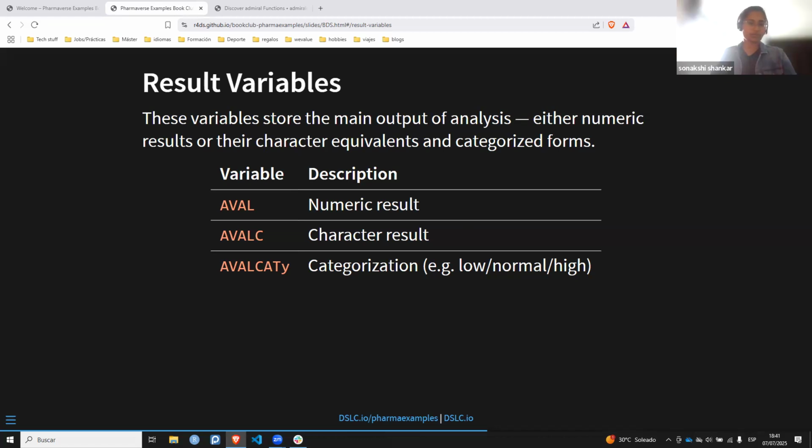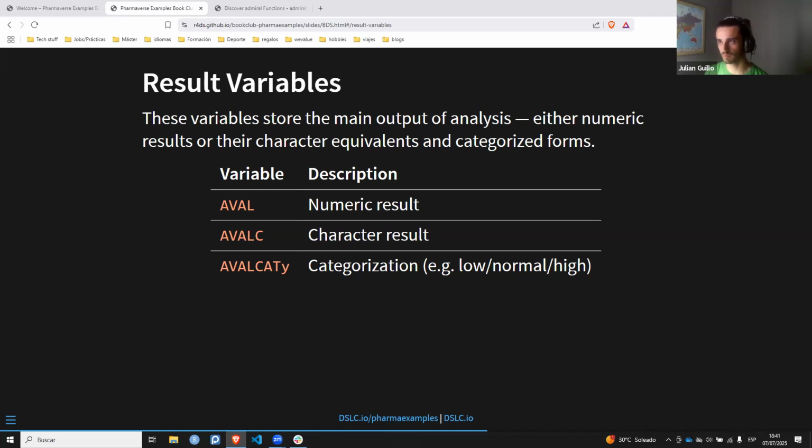If you measure blood glucose, you can be pre-diabetic or diabetic, and then AVALCAT will be pre-diabetic, diabetic, and the numbers being measured will be in AVAL. And AVALC, the character, is just the character form of AVAL. AVAL stands for analysis value.